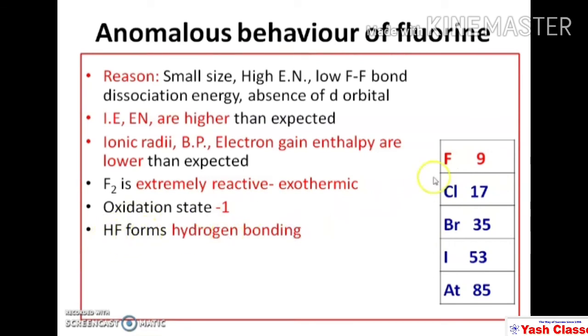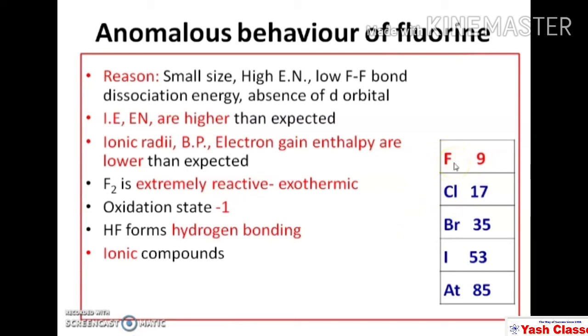Hydrogen fluoride is one of the important compounds of fluorine. When it reacts with hydrogen, it forms hydrogen fluoride. Actually this hydrogen fluoride exists in liquid state at room temperature because of hydrogen bonding, whereas other halogens form hydrides like HCl, HBr, HI, and in these hydrogen halides, strong hydrogen bonding is not there.